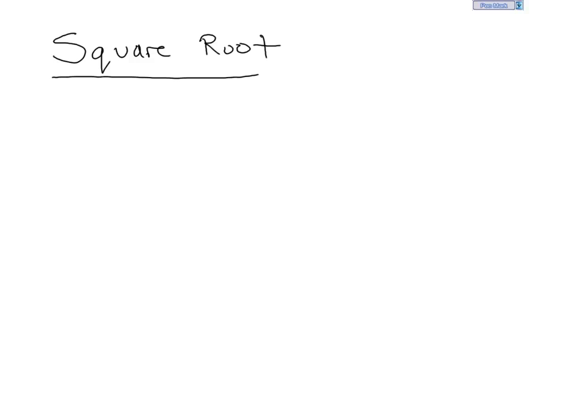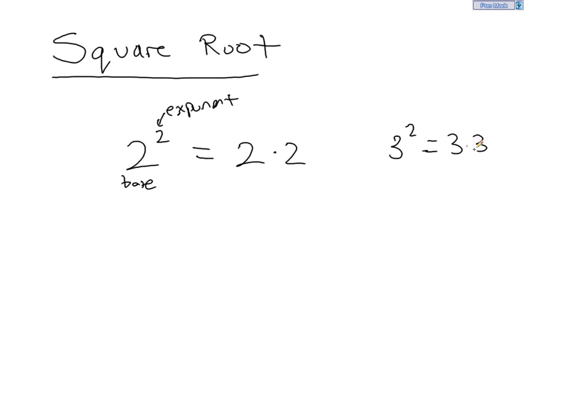Here we'll briefly describe the idea of a square root. So first consider the idea of a square. A square means that you take the base and you multiply it by itself the number of times indicated by the exponent. So 2 squared would be 2 times 2. 3 squared would be 3 times 3. This would give us 4, this would give us 9.